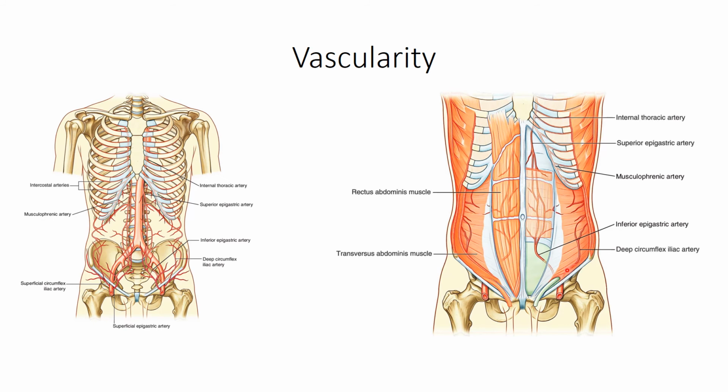again a branch of the external iliac artery. At the inguinal ligament, it runs along the internal lip of the iliac crest, then at the level of the anterior superior iliac spine, it moves through the fibers of the transversus abdominis to lie in the neurovascular space between the internal oblique and transversus abdominis, and here it anastomoses. So that's how this portion is getting its vascularity.